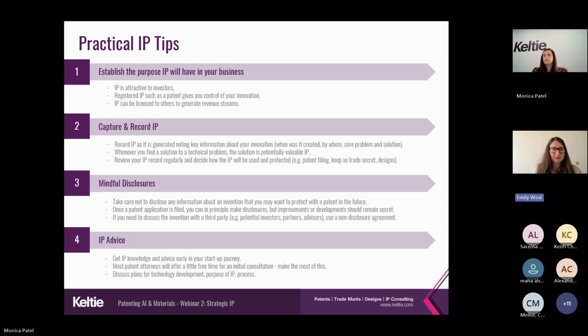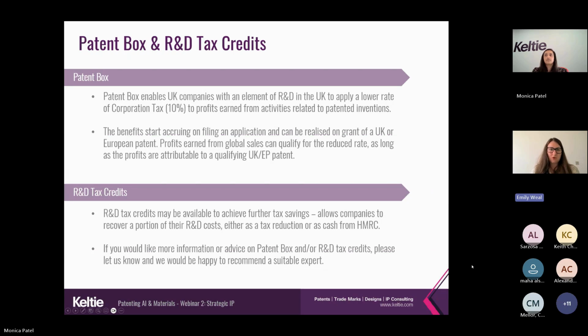So the next slide is a brief mention of some other ways that patents can be useful financially to companies, which is through patent box. This comes into use at the point where you are actually profit generating, because it allows companies with patented inventions to apply a lower rate of corporation tax to the profits that they earn from those patented inventions.